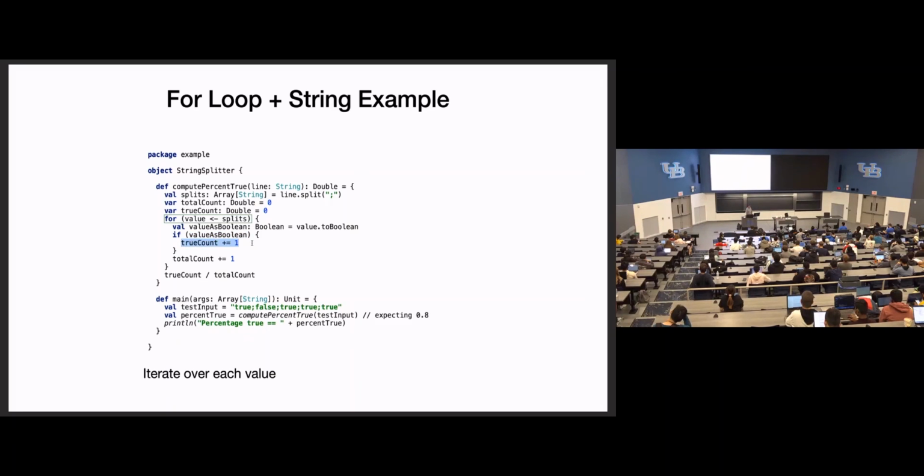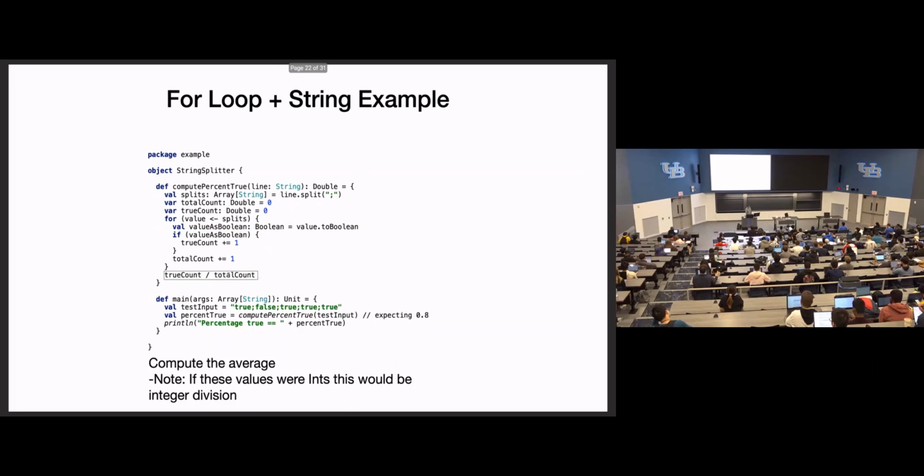We're going to increment our true count. If you haven't seen plus equals, this is going to add and reassign. It's going to add 1 to true count and then reassign that value back to this variable. And whether that was true or false, increment total count by 1. And at the end, divide true count by total count and avoid integer division.